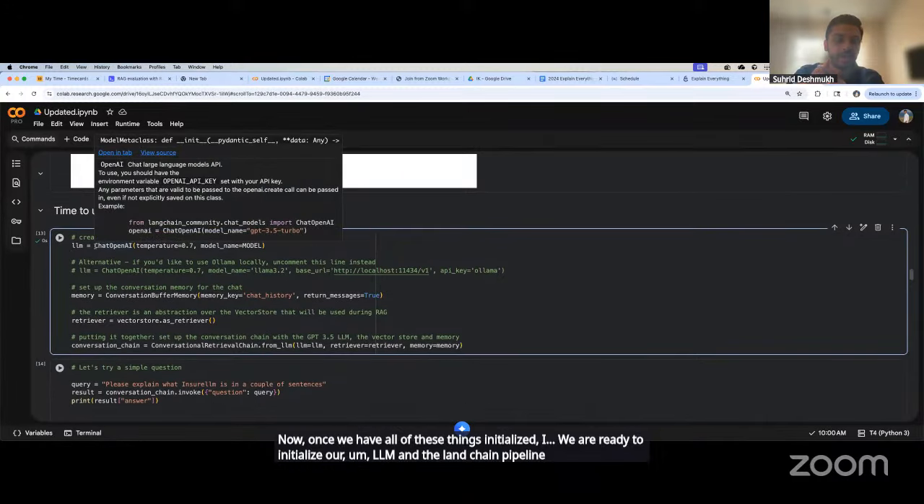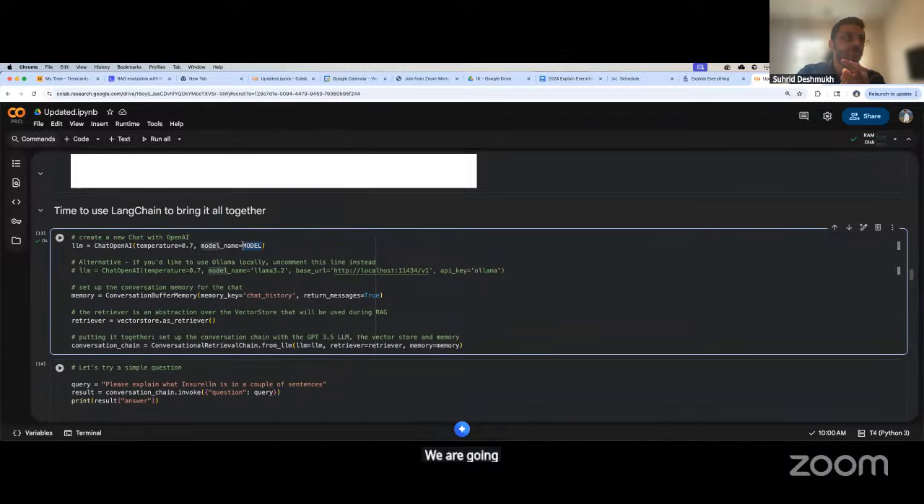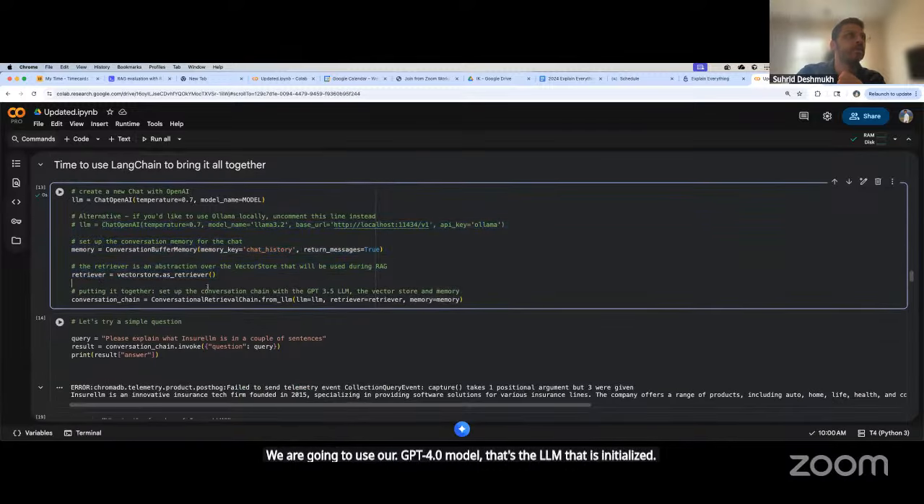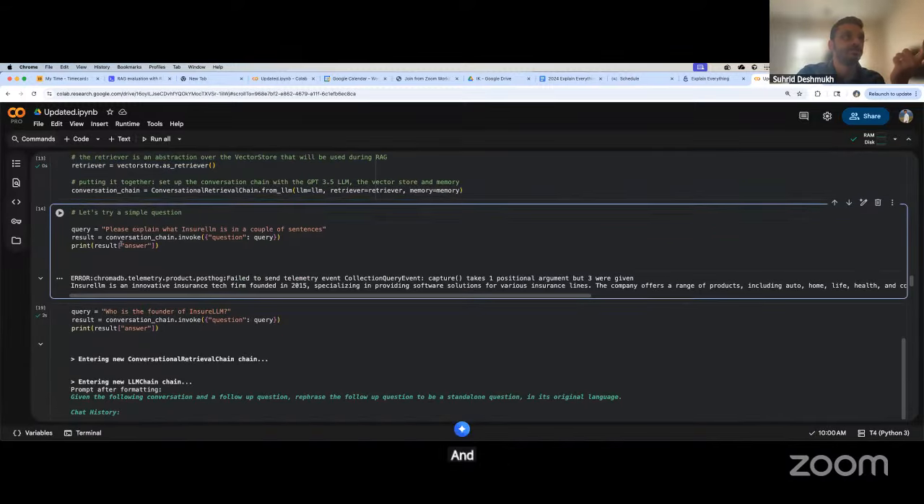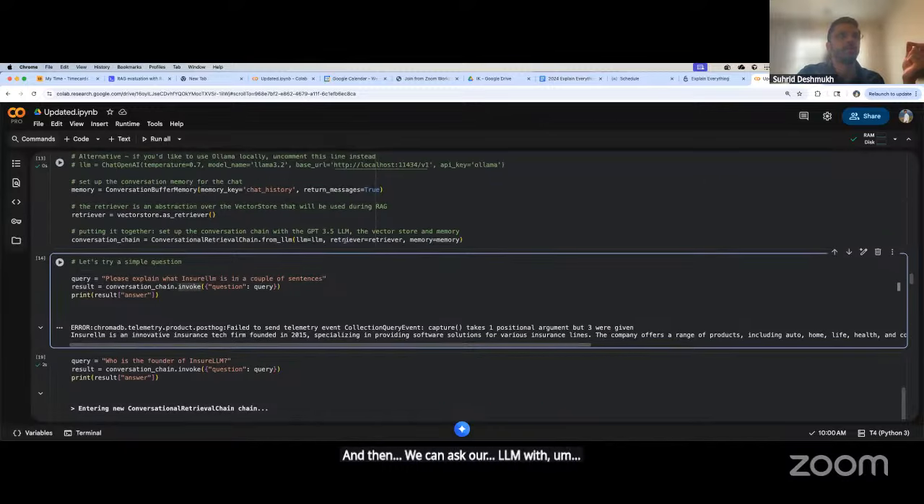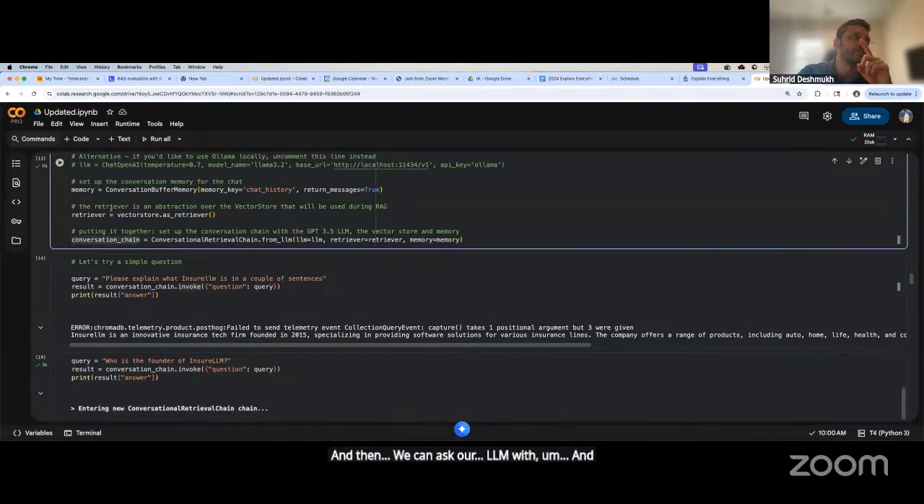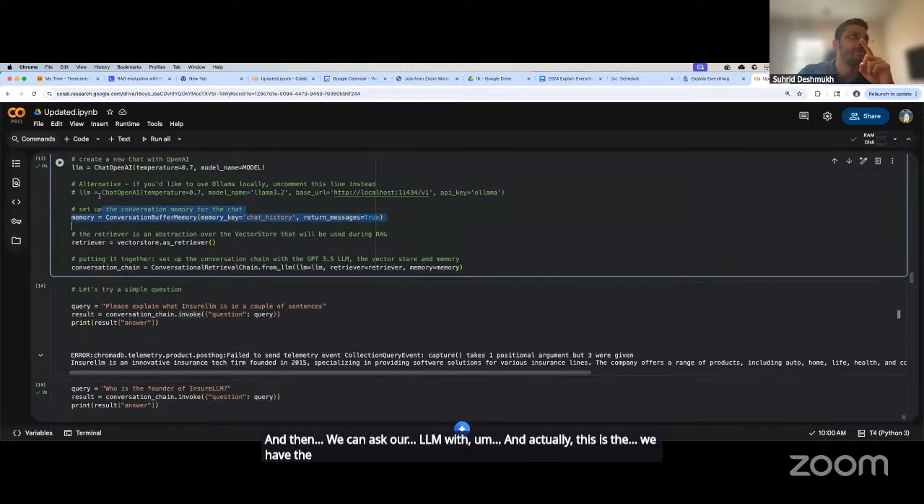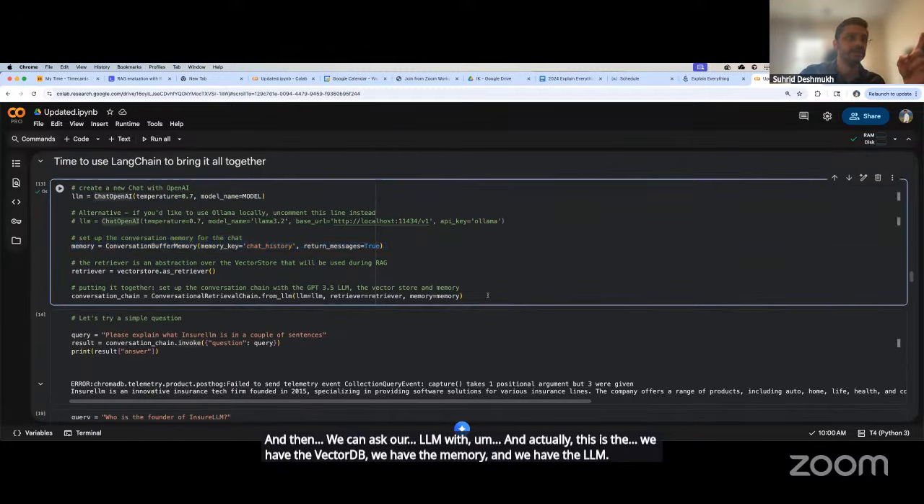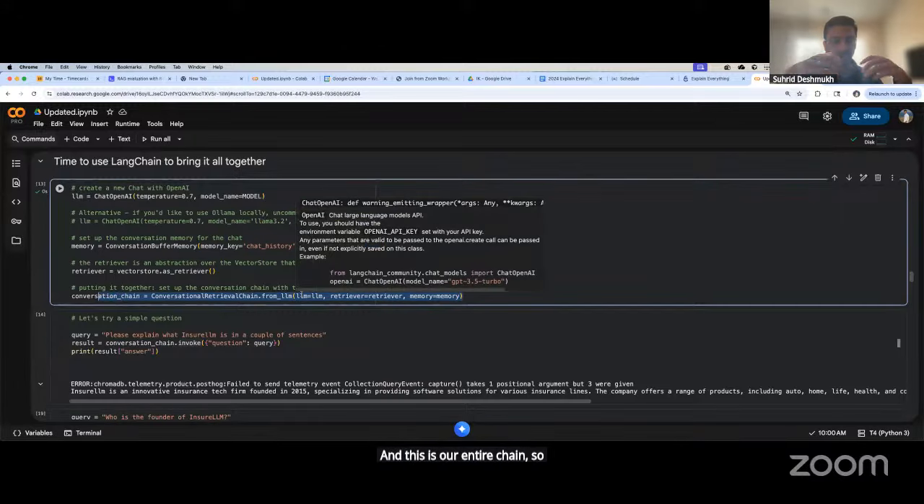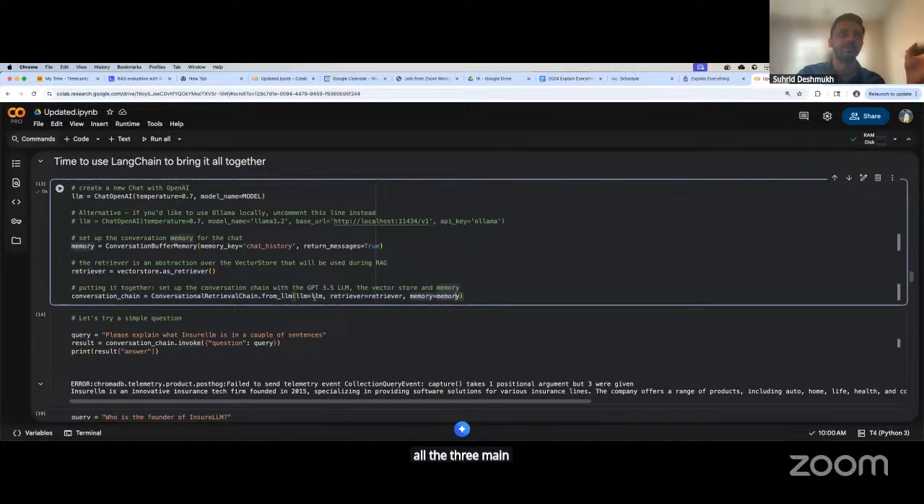So we have our LLM, we have our vector DB. We are going to use our GPT-4o model. That's the LLM that is initialized. We have our memory that we have set. And actually, we have the vector DB, we have the memory, and we have the LLM. And this is our entire chain. So we have initialized our RAG-based pipeline with all the three main components that we were talking about.